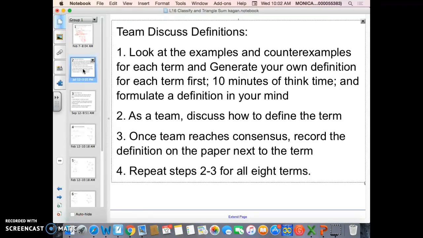So once you've looked at all the terms and the examples and counterexamples, I'd like you to write your own definition for each term. For example, if I look at an acute triangle, and I look at my examples, and I look at my counterexamples, I'll notice one of the angles is 90 degrees, and one of the angles is 100 degrees. And since I know acute means less than 90, I'm going to say it's a triangle whose angle measures are less than 90 degrees. That's my definition for acute triangle. If you're struggling, you may also look the words up on Google.